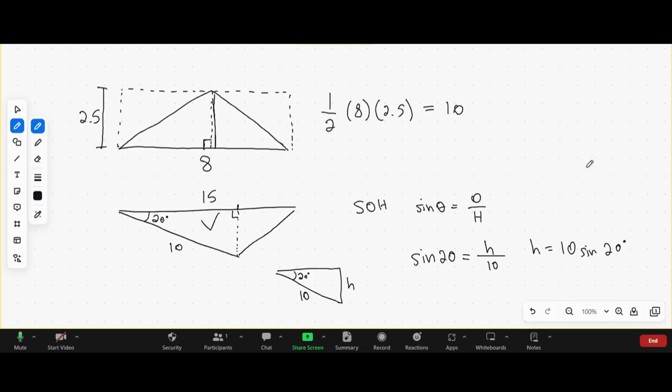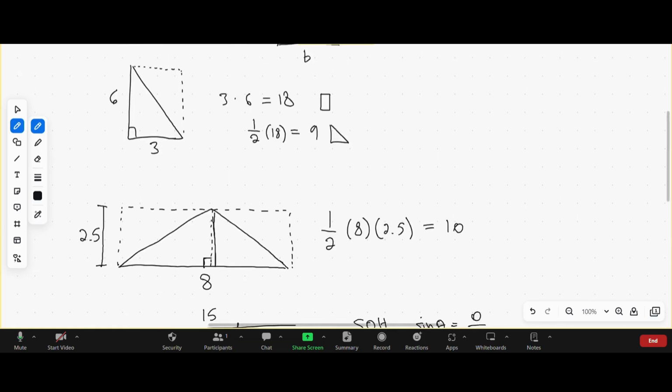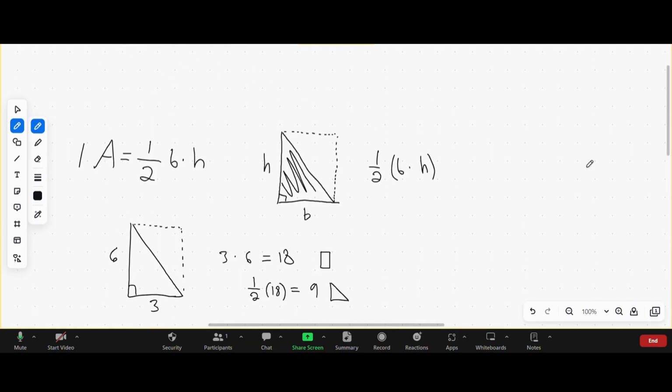And then back to our formula, the area of that triangle is 1/2 base times height. The base is 15. The height right here is 10 sine 20. If we plug that into our calculator, a little hard to do by hand, you get an area of 25.65. So there are multiple ways to do this, but this area formula, 1/2 base times height, is good for any triangle.